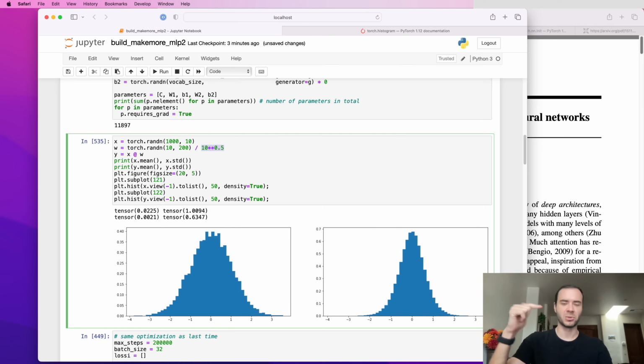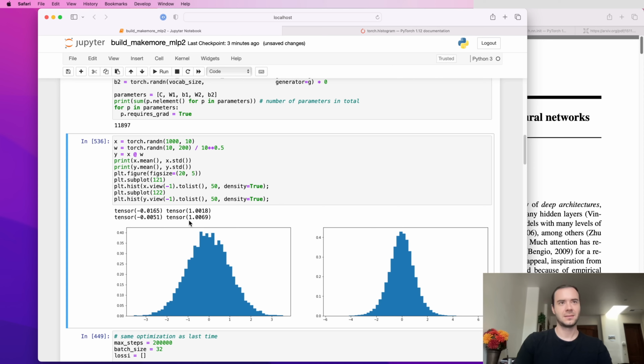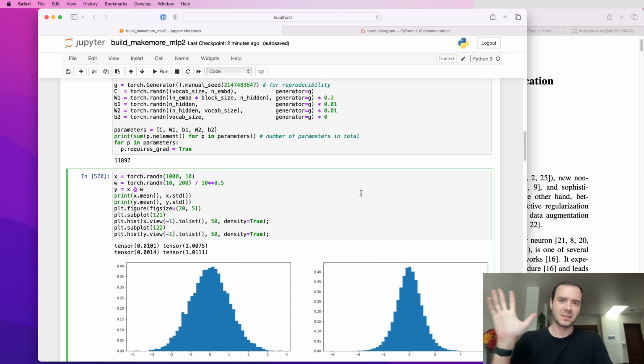You raise it to a power of 0.5. That's the same as doing a square root. So when you divide by the square root of 10, then we see that the output Gaussian has exactly standard deviation of 1. Now, unsurprisingly, a number of papers have looked into how to best initialize neural networks.